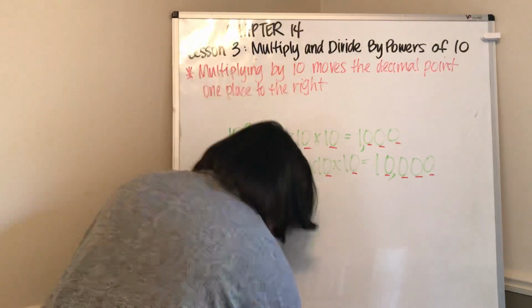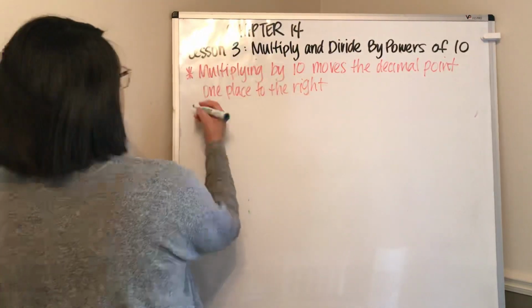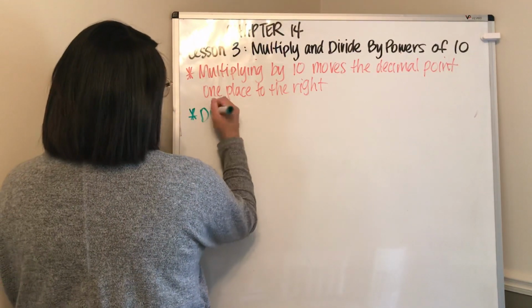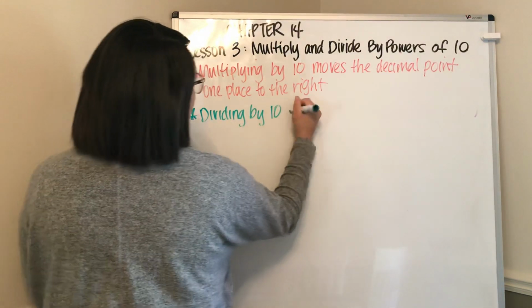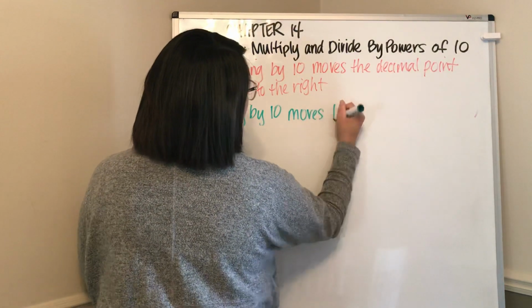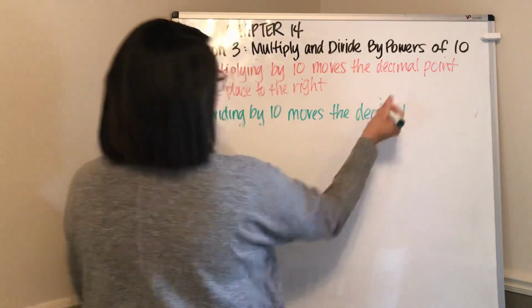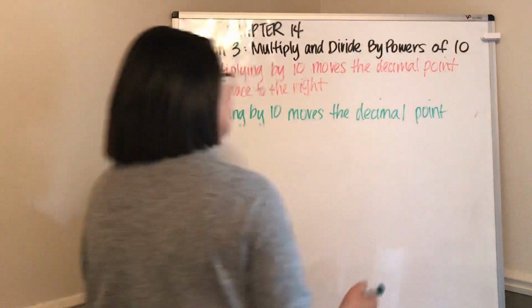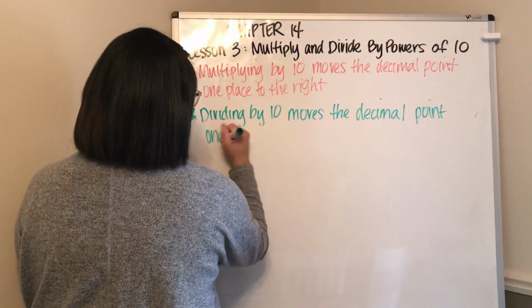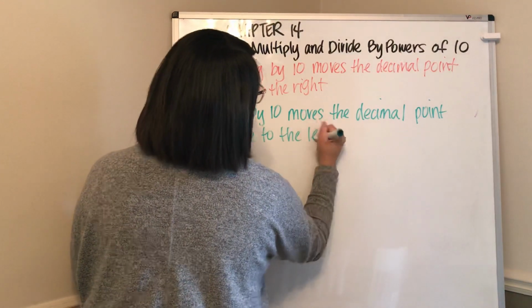Okay, so then the opposite of that would be dividing. So dividing by 10 moves the decimal point one place to the left.